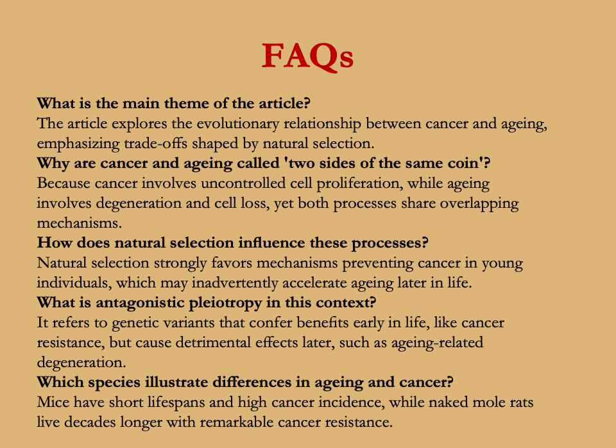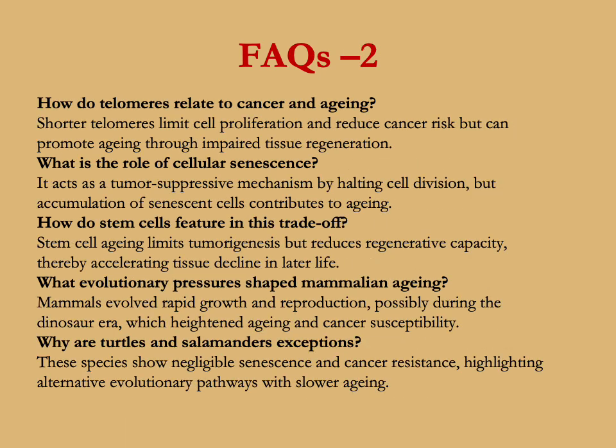as aging-related degeneration. Which species illustrate differences in aging and cancer? Mice have short lifespans and high cancer incidence, while naked mole rats live decades longer with remarkable cancer resistance. How do telomeres relate to cancer and aging? Shorter telomeres limit cell proliferation and reduce cancer risk, but can promote aging through impaired tissue regeneration.